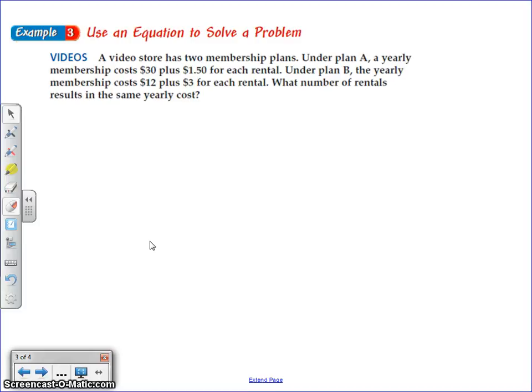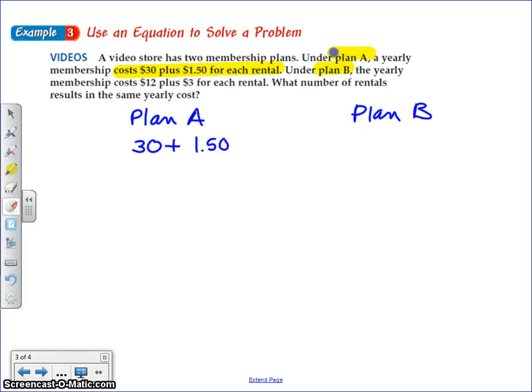Okay, so I've read the problem. Now I need to sort of analyze the problem. What do I need to know? There are two plans. There's a Plan A and there's a Plan B. So knowing that, I'm going to have probably two different thoughts I'm going to have to work with, Plan A and Plan B. And I'm going to compare those two plans. So Plan A costs $30 plus $1.50 for each rental. How can I write that as an equation? The plan costs $30 plus $1.50 times each rental. Shall we call that R?